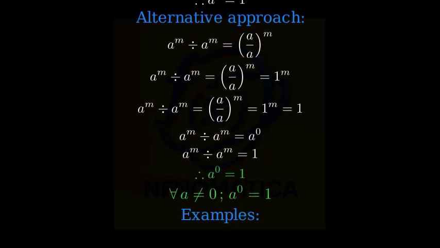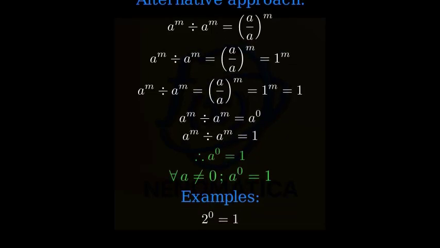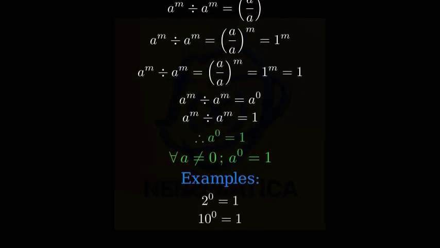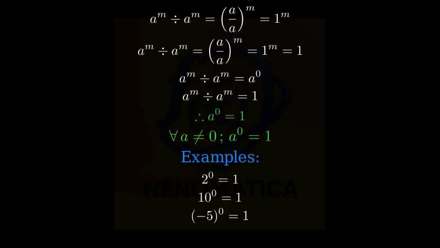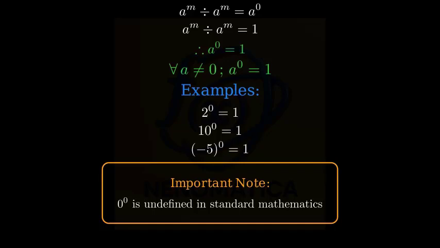Let's look at some examples to verify this rule. For our first example, let's calculate 2 to the power of 0. According to our rule, this should equal 1. Similarly, for 10 to the power of 0, we also get 1. Even for negative numbers like -5 to the power of 0, the result is still 1. It's important to note that this rule only applies when the base is not 0.